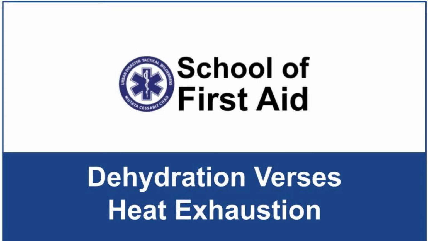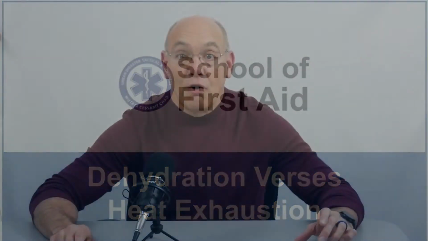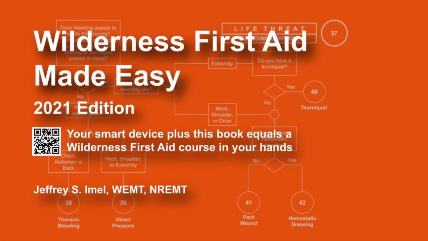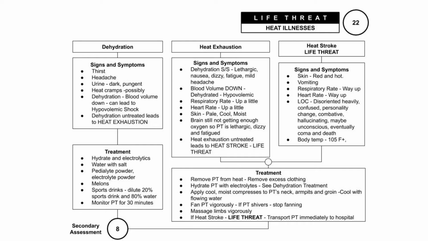Dehydration and heat exhaustion are two illnesses that we see in the field during the spring and the summer months. Today, we're going to talk about how you can tell the difference between simple dehydration and heat exhaustion. We'll be using my book today, Wilderness First Aid Made Easy, and we'll be looking at page 22.